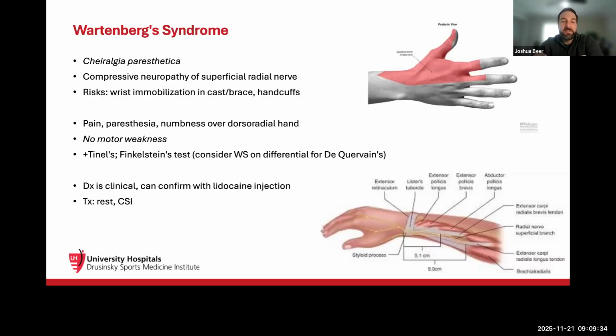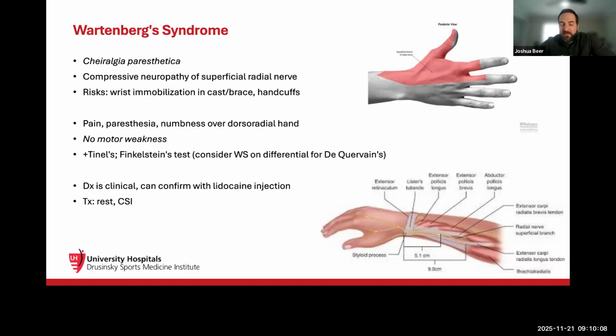Risks include wrist immobilization. So if someone's been in a cast or a brace for several weeks, especially if it's ill-fitting, or a classic board question: if someone's been put in handcuffs, they'll complain of pain at this site afterward. Pain and paresthesias and numbness over the dorsal radial hand. No motor weakness, because the superficial radial nerve is a dedicated sensory nerve. They may have a Tinel's at the site.